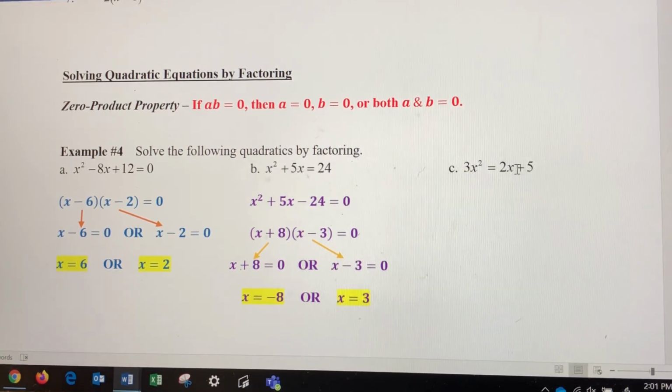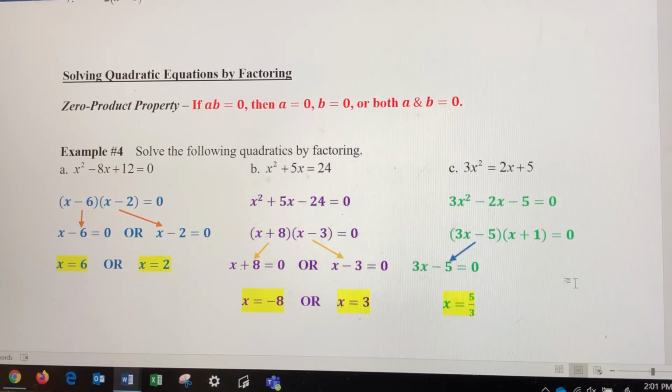And C here, let's move these two terms over to the left side. That gives me 3x squared minus 2x minus 5 equals 0. Factor this trinomial if you can. Trial and error, guess and check, or you can use one of those methods that I showed you how to use. So when I factor that, I get 3x minus 5 times x plus 1. So take the first factor, set it equal to 0, and solve. First thing I want to do is add 5 to both sides. That gives me 3x equals 5, and then divide by 3, and I get x equals 5/3. So that's my first solution for this equation.